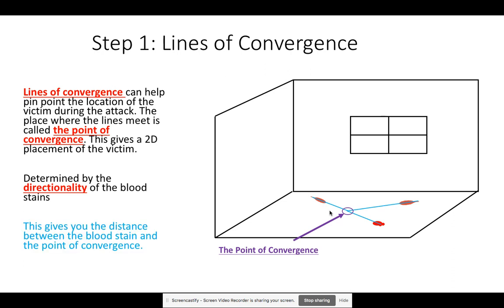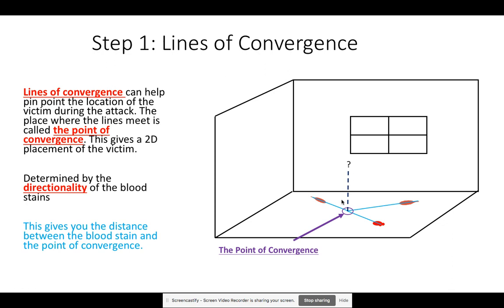Now this gives you the distance between my blood stain and the point of convergence where that incident occurred. So we know that the incident happened in the middle of the room, and now we can actually figure out how far away those blood droplets flew, how far away they were from that incident. However, what it doesn't tell us is how high up that blood flew from.